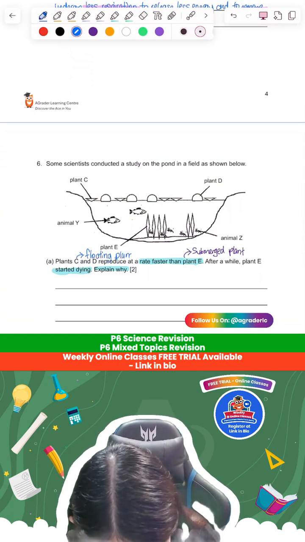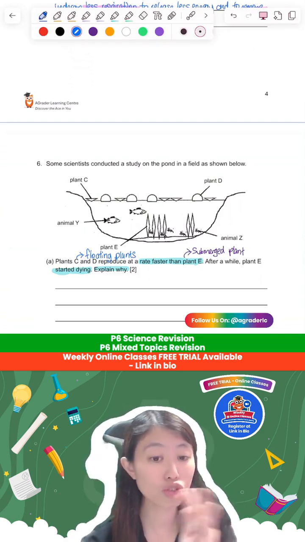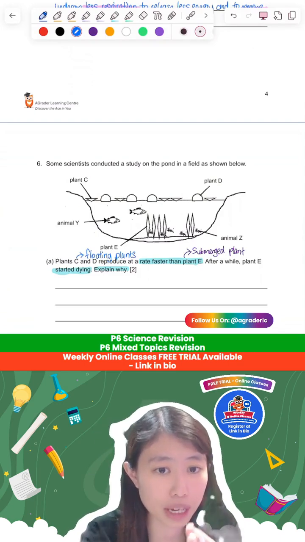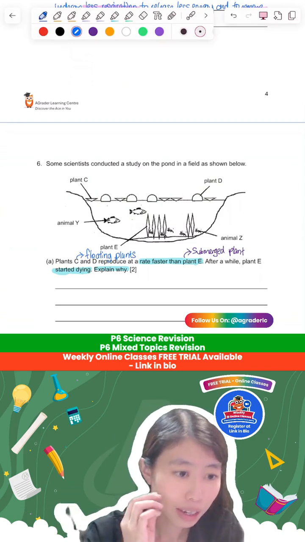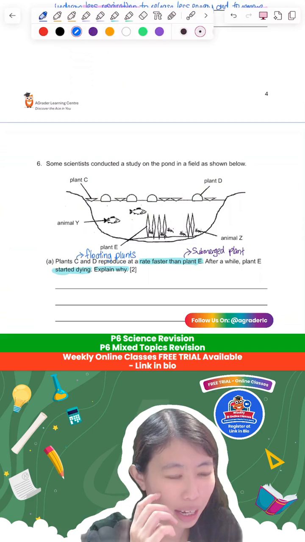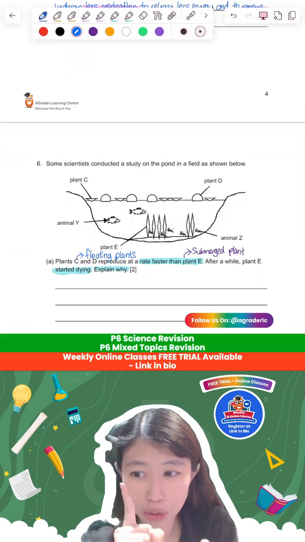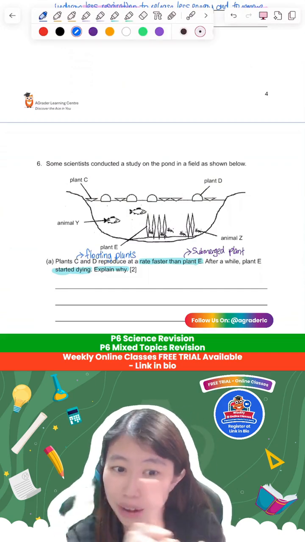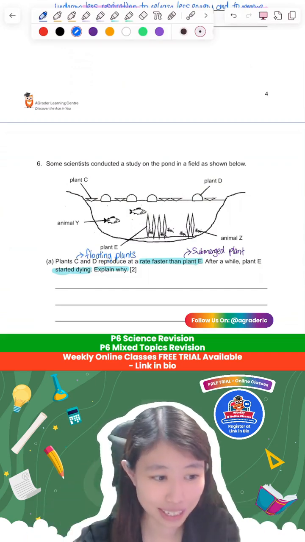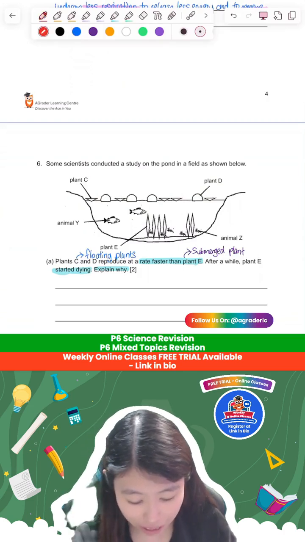I write down all the notes, okay? C and D are floating plants. So what do you think floating plants do? Those of you who explain and straight away say that there's not enough light, so plant E cannot photosynthesize, the end, so they die, you will lose 1 mark. You need to first mention what? Firstly, you must talk about plants C and D, how plant C and D affect plant E. Does anyone know how C and D affect E?